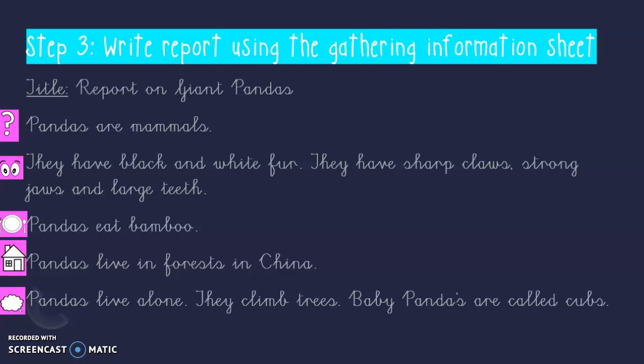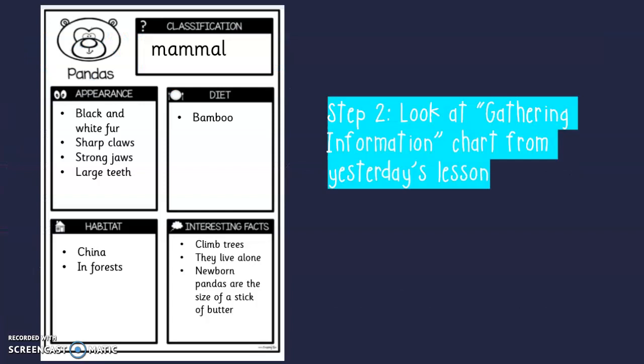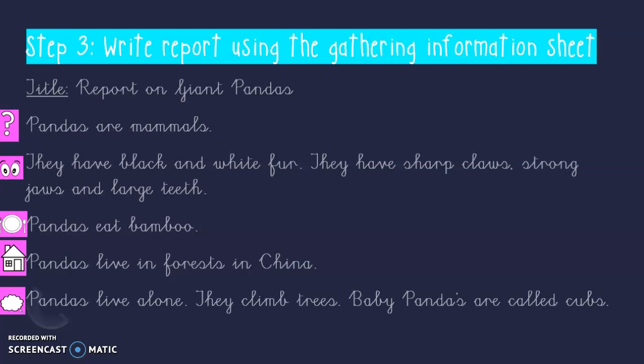So pandas are mammals. They have black and white fur. They have sharp claws, strong jaws, and large teeth. Pandas eat bamboo. Pandas live in forests in China. Pandas live alone. They climb trees, and baby pandas are called cubs. Okay, so again, you're using your gathering information sheet from yesterday to write your report on the pandas.